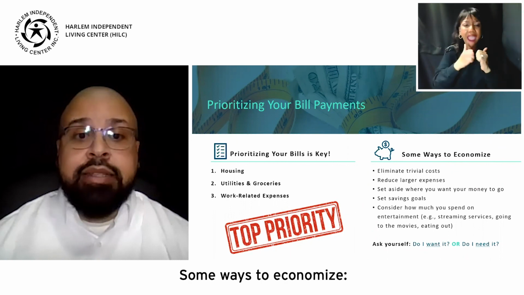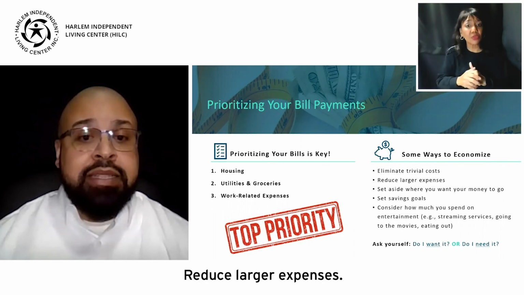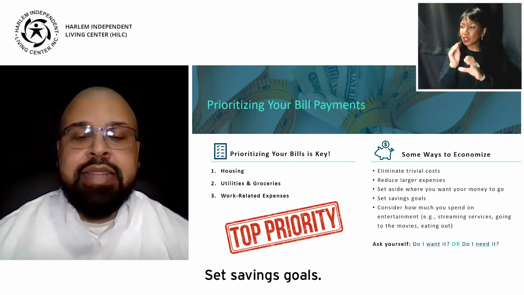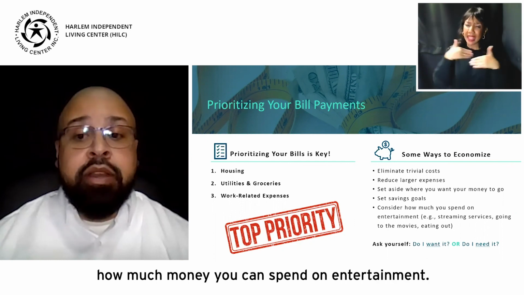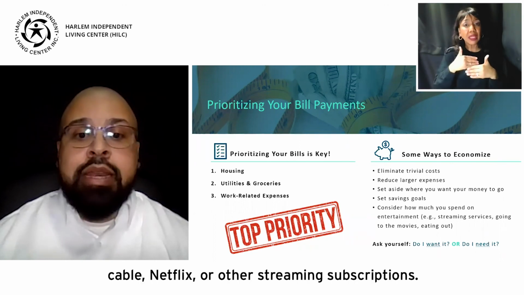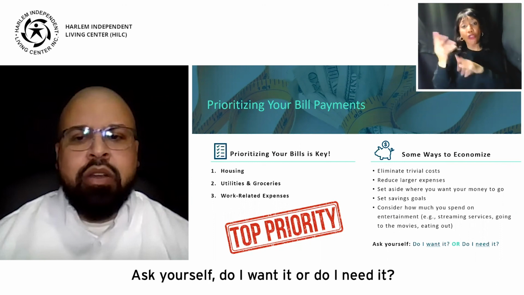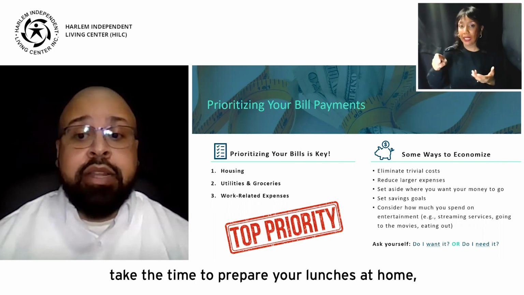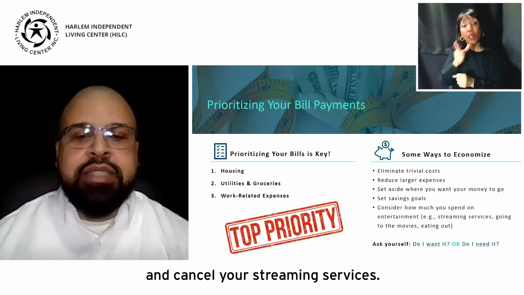Some ways to economize: eliminate unnecessary costs, reduce larger expenses, set aside where you want your money to go, set savings goals, and you should also consider how much money you can spend on entertainment, for example, eating out, going to the movies, cable, Netflix, or other streaming subscriptions. Ask yourself, do I want it or do I need it? If the answer is that you want it, take the time to prepare your lunches at home, limit your movie outings or purchases, and cancel your streaming services.